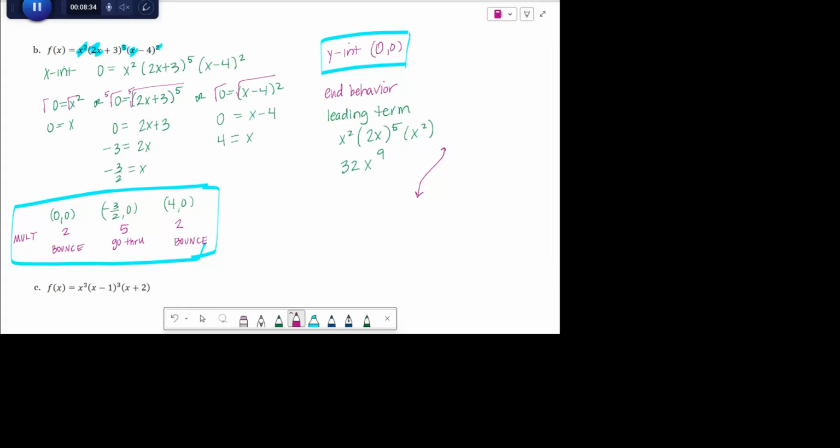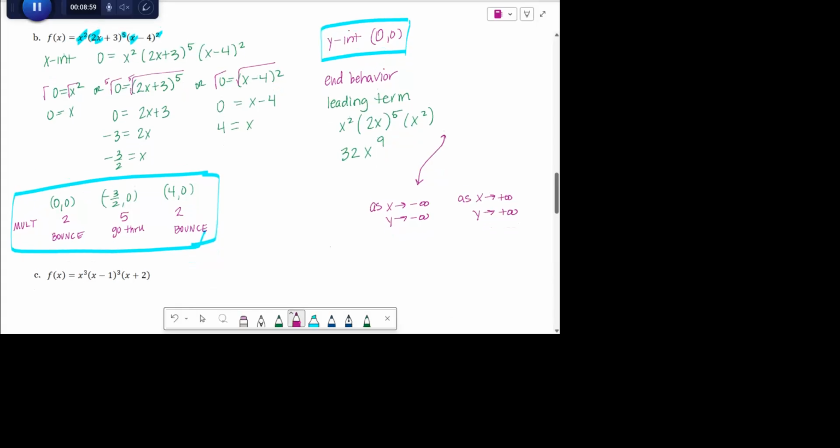So this is going to act like an x cubed graph. We've got a positive coefficient and the degree is odd. So we think that as x goes towards negative infinity, our y's are going to negative infinity, and as x goes towards positive infinity, our y values are also going towards positive infinity. We're going to have at most 8 turning points. I don't think we're going to have that many because we've got so many multiplicities there with the x-intercepts.